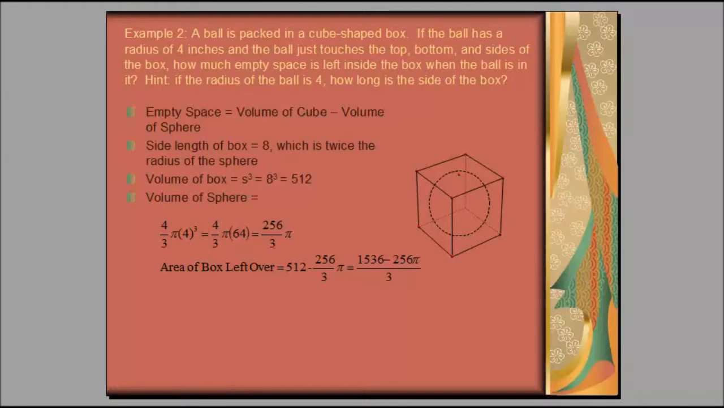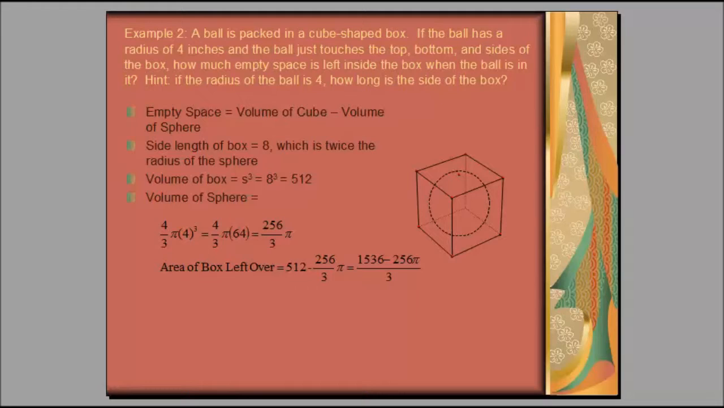Example 2. A ball is packed in a cube-shaped box. If the ball has a radius of 4 inches and the ball just touches the top, bottom, and sides of the box, how much empty space is left inside the box when the ball is in it? Hint: if the radius of the ball is 4, how long is the side of the box?